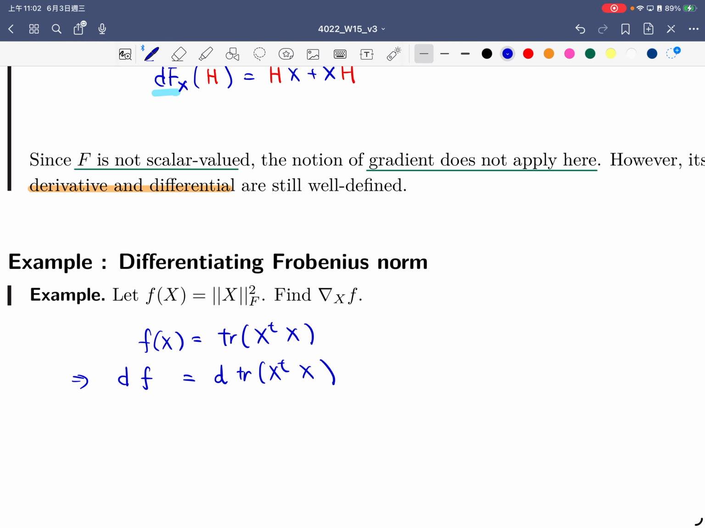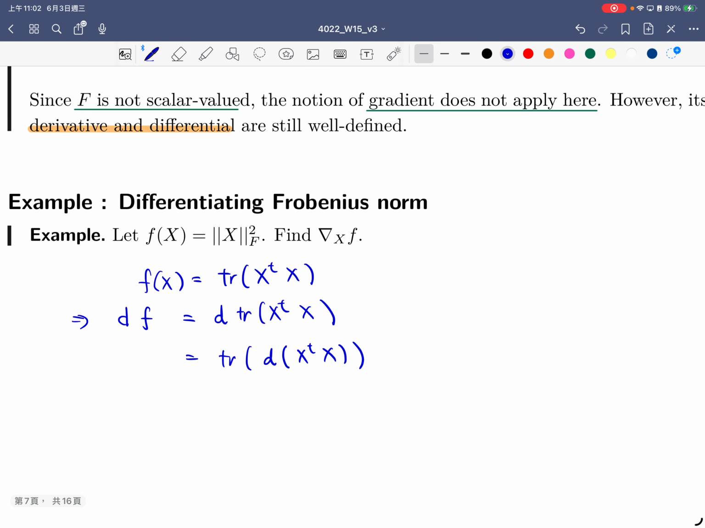Then we use our standard trick because differential and trace commute. So you're really just differentiating x transpose x. Then the story is very similar as before. Then you have a product to differentiate, and the only way to do it is by using the product rule. So then we become trace of dx transpose times x, and then plus trace of x transpose dx.